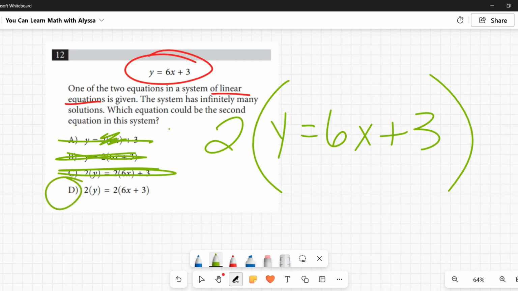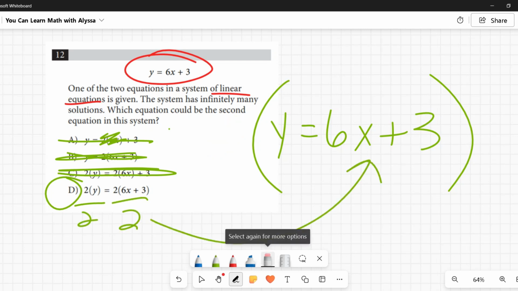So that's our answer. Whatever's being done to one side has to be done to the other to keep it even, to keep it equal and balanced. So that's exactly the same. So I could divide both of these sides by 2 and get back to the original of y equals 6x plus 3. So they're the same.